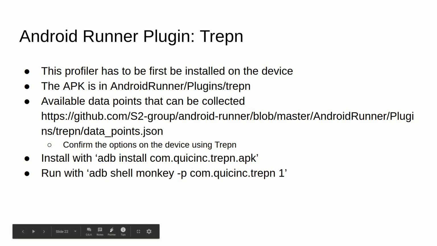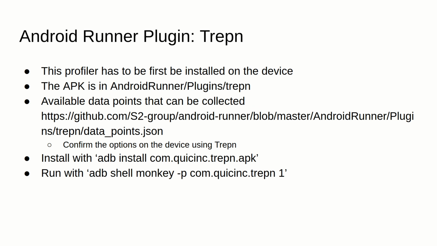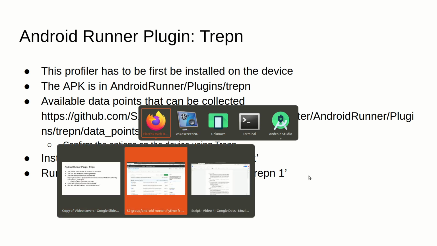The next profiler is called Trepn. It's a software profiler that must first be installed on your device before you can run any experiments using that profiler. And it runs in parallel with the application that is being profiled. So there are a bunch of different data points that you can grab from the device using this profiler.